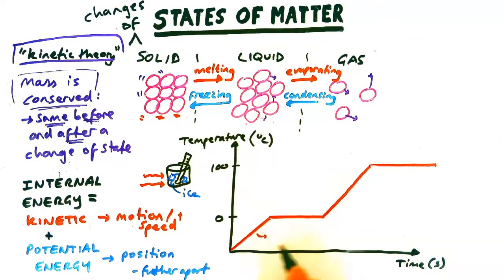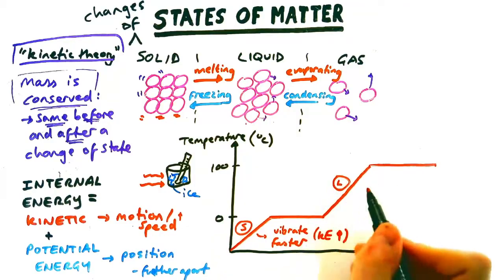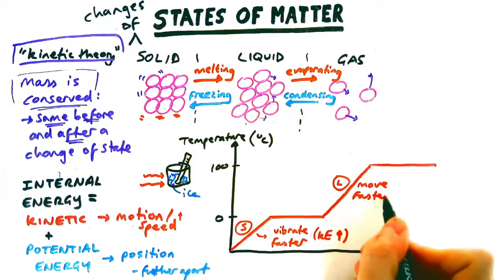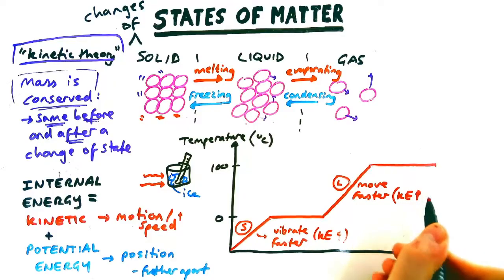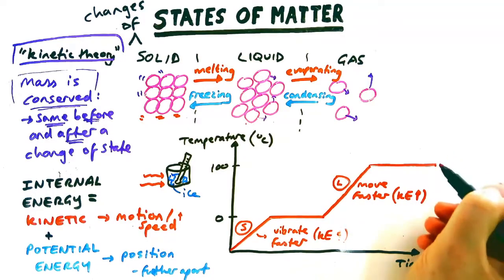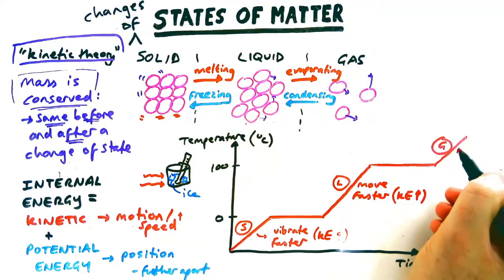Now, we're going to look at what happens in each stage. The first stage, like I mentioned, is the particles vibrating faster. That's when its kinetic energy is increasing, hence its temperature goes up. That's when it's a solid. Next, when it's a liquid, they're not vibrating, but they're moving faster. So the particles are moving faster, meaning the kinetic energy goes up. And as a gas, it's the same thing again.